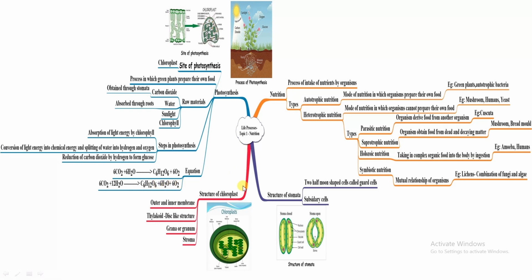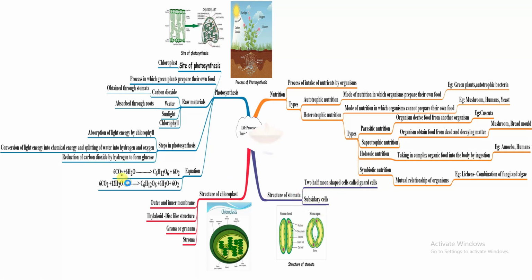Now moving on to structure of chloroplast. Chloroplast is a double membranous structure. It has an outer membrane and inner membrane, and there are disc-like structures present inside a chloroplast called as thylakoid. Individual disc is called as grana or granum, and a fluid matrix is called as stroma. This is the image of a chloroplast, which I will be showing in the next slide. Now, structure of stomata. Stomata have two half-moon shaped cells called as guard cells and the subsidiary cells.